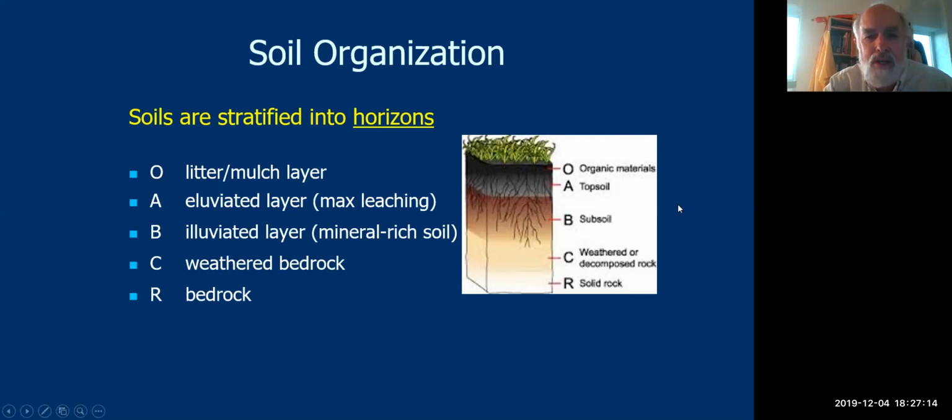So in this example I was giving, you start with, let's say, a glacier or a flood or something that deposits a big layer of material on the land, and now it starts to go through a process of soil development. Or it's rocks that are crumbling in the weather and becoming soil.